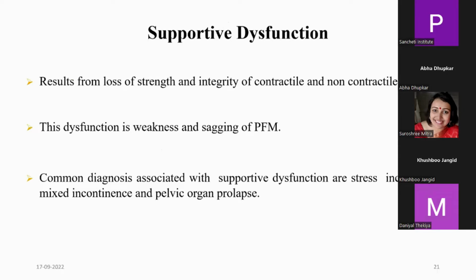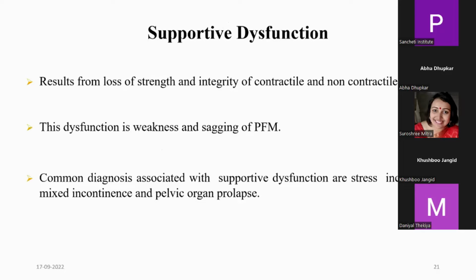So this dysfunction is associated with the weakness of purely pelvic floor muscles. You can say that it results from the loss of the strength and integrity of the contractile and non-contractile tissues. So if the pelvic floor muscles are weak or if there is a sagging of the pelvic floor, then it leads to a supportive dysfunction.